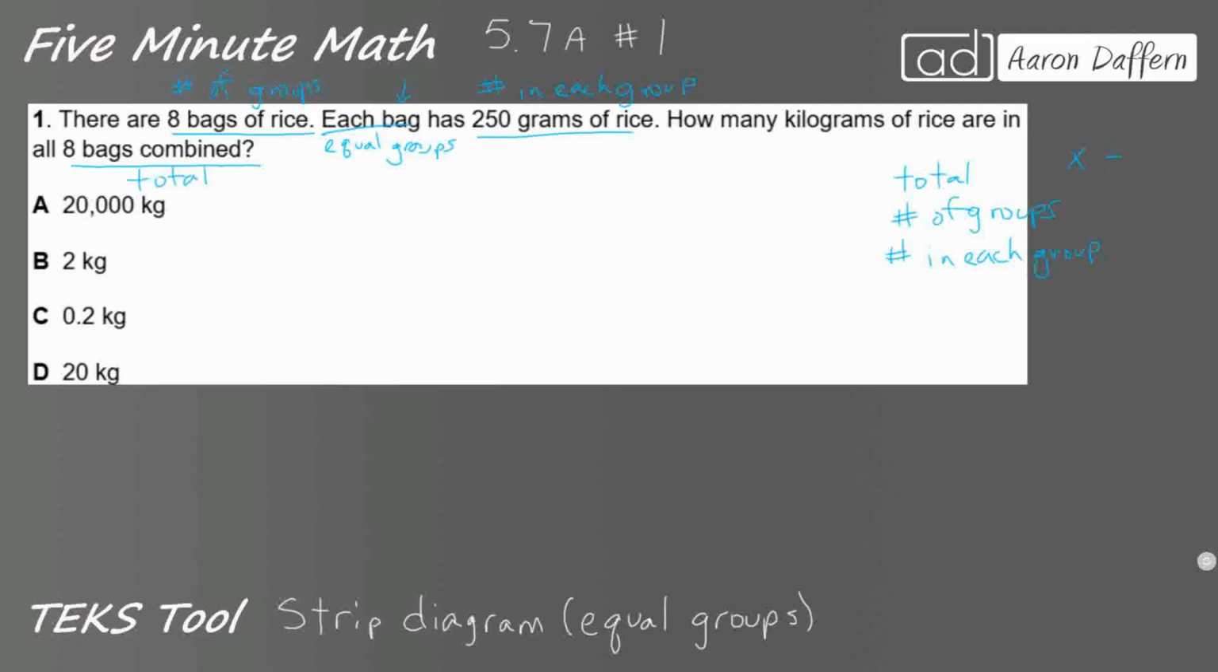Please note that they give us the amount of each group in grams. They're asking us for kilograms. So they are going to have us do a little unit conversion once we get to the end.